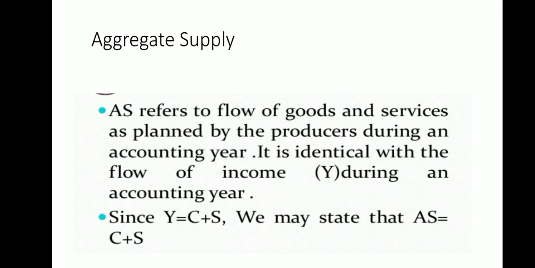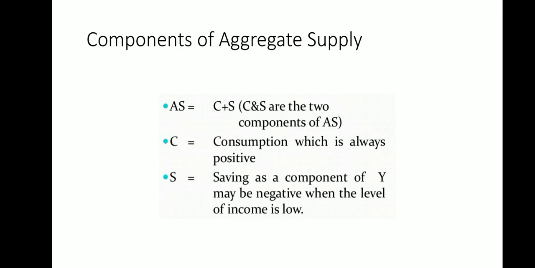Now let us understand what aggregate supply is. Aggregate supply refers to the flow of goods and services as planned by the producers during an accounting year. It is identical with the flow of income, that is Y, during an accounting year. Y equals C plus S. AD equals C plus I, whereas aggregate supply is equal to C plus S. Please note it. It refers to whatever the producer is willing to supply in an economy.